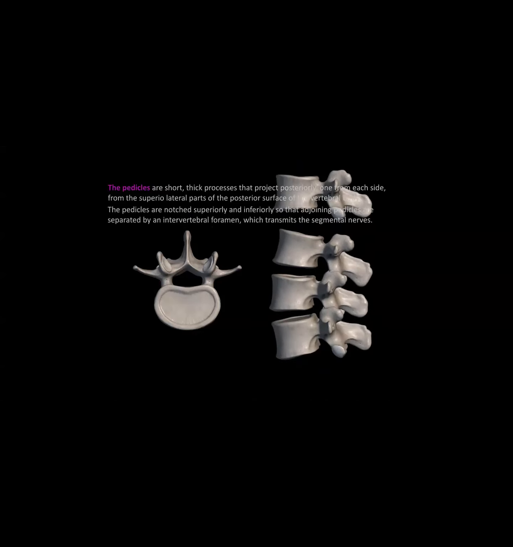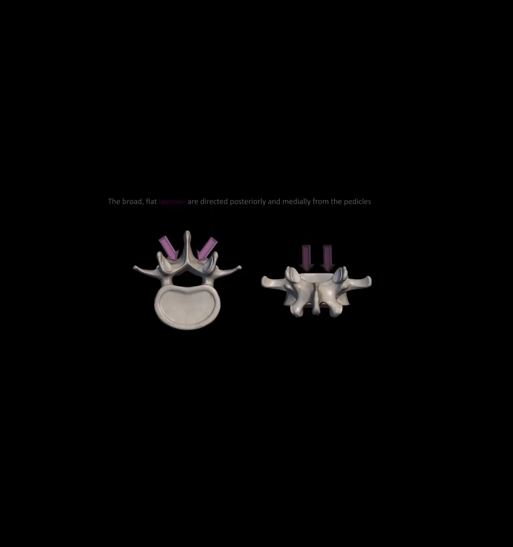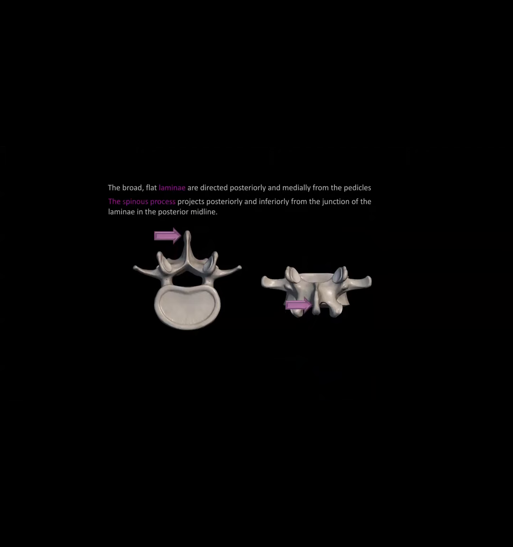The pedicles are short, thick processes that project posteriorly from each side from the superior lateral parts of the posterior surface of the vertebral body. The pedicles are notched superiorly and inferiorly so that adjoining pedicles are separated by the intervertebral foramen, which transmits the segmental nerves. The broad, flat laminae are directed posteriorly and medially from the pedicles.